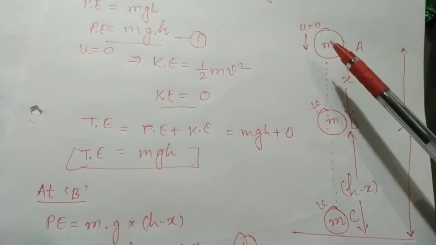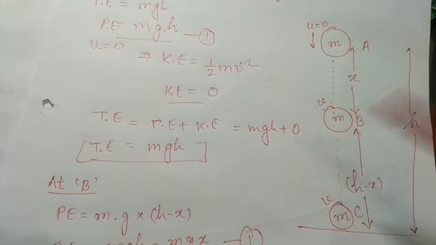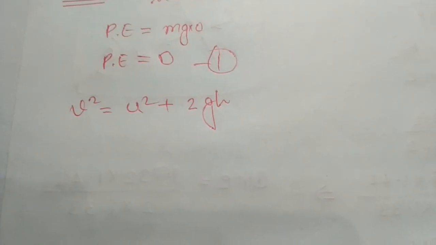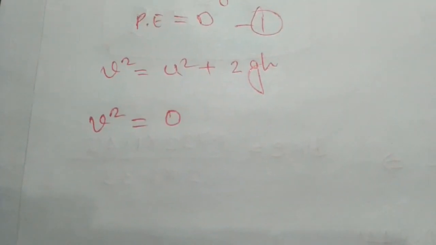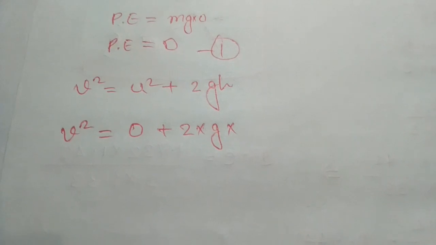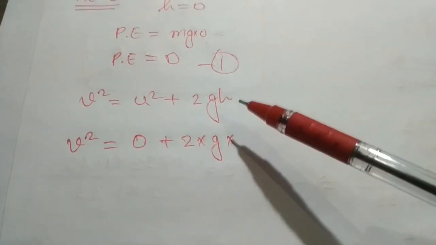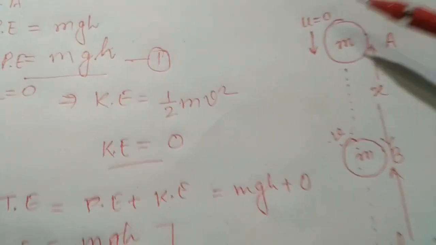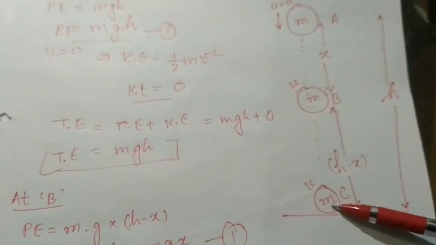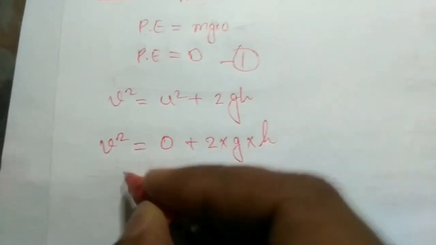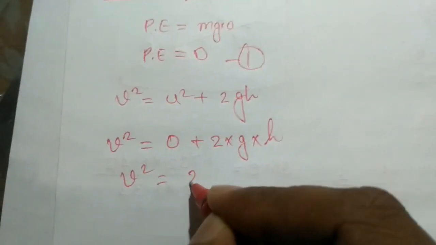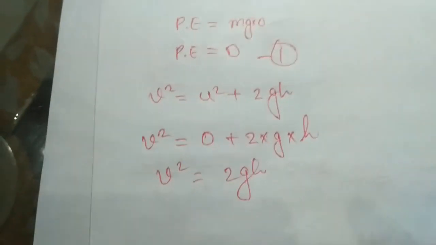So to calculate that, using the third equation of motion again. This is the third equation of motion. We are going to calculate the final velocity. Initial velocity is 0. 2 into g into h. h means the distance traveled, the distance traveled from here to here. What is the distance from here to here? h. So we will write direct h. What did you get? v square is equal to 2gh. So we have the v square.